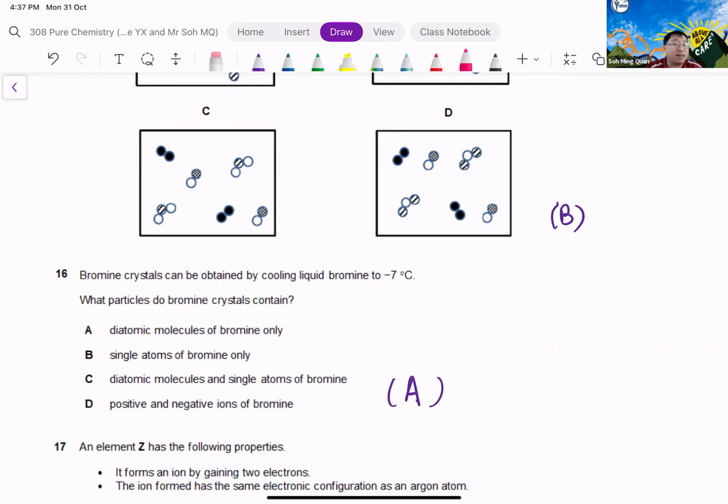Bromine crystals can be obtained by cooling liquid bromine to -7 degrees Celsius. Bromine is group 7. And even if you forget, you must remember, every element whose name ends in -INE or -GEN is diatomic. It doesn't matter whether it's solid, liquid, or gas. So long as it's group 7, it's diatomic. So the answer must be A. Cannot be B, C, or D because it's diatomic.